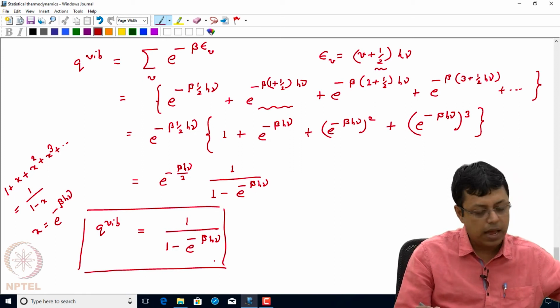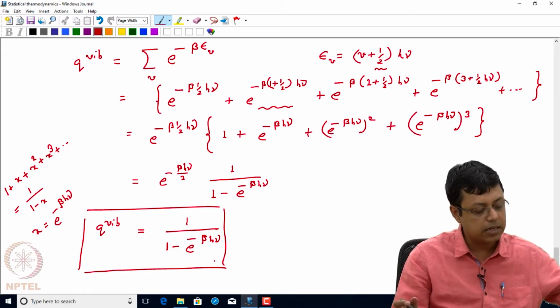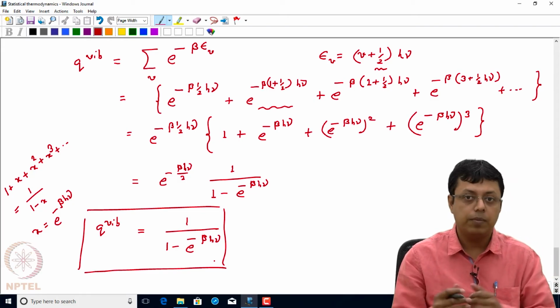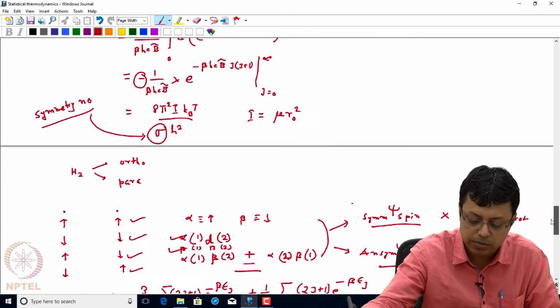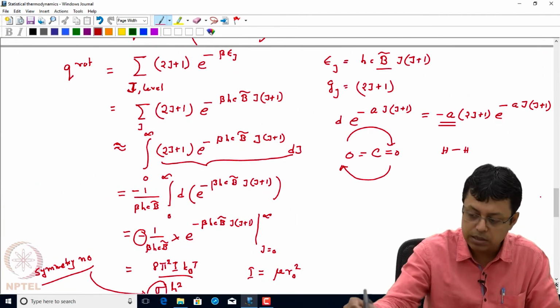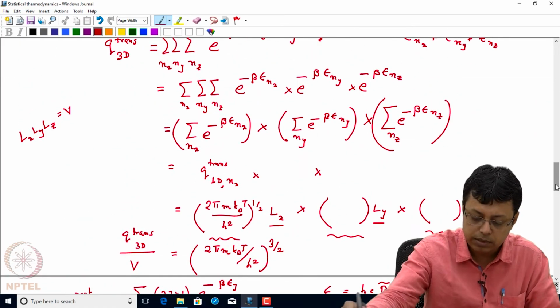Now let us look at, so we have so far discussed the values of the partition function, or the molecular partition function. We talked about the translational part, which is this.